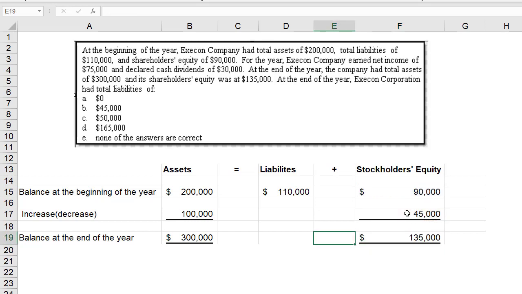So that's $135,000. So therefore, mathematically, this number has to be the $300,000 less the $135,000, since assets always equal liabilities and stockholders' equity. So we know the answer is $165,000, and therefore we could compute this balance by simply taking the $165,000 and subtracting $110,000. Of course, you probably could do that in your head to determine that that was $55,000.